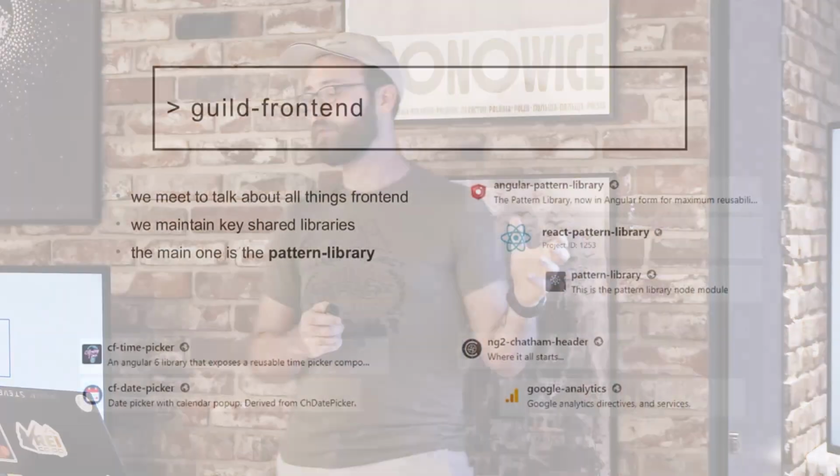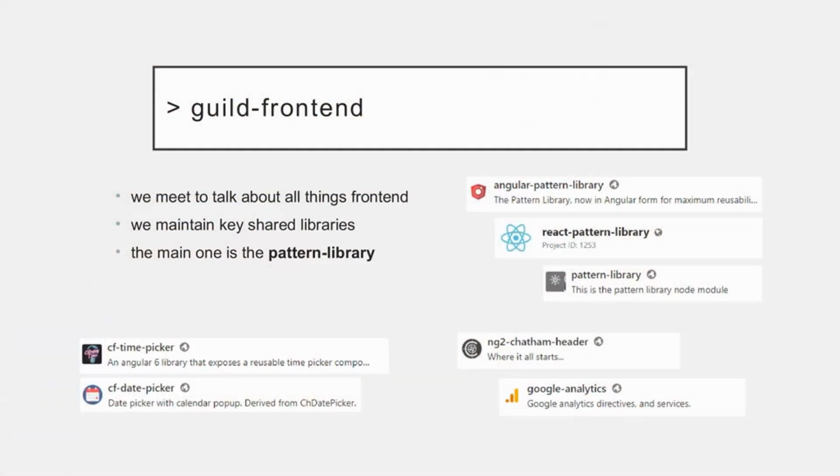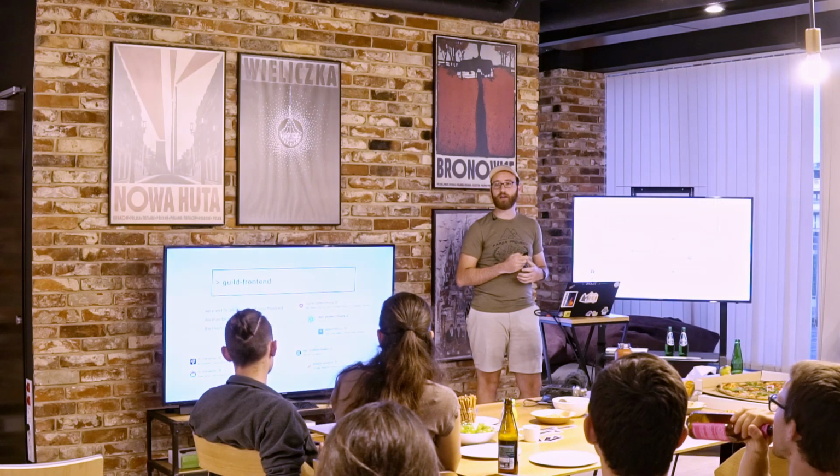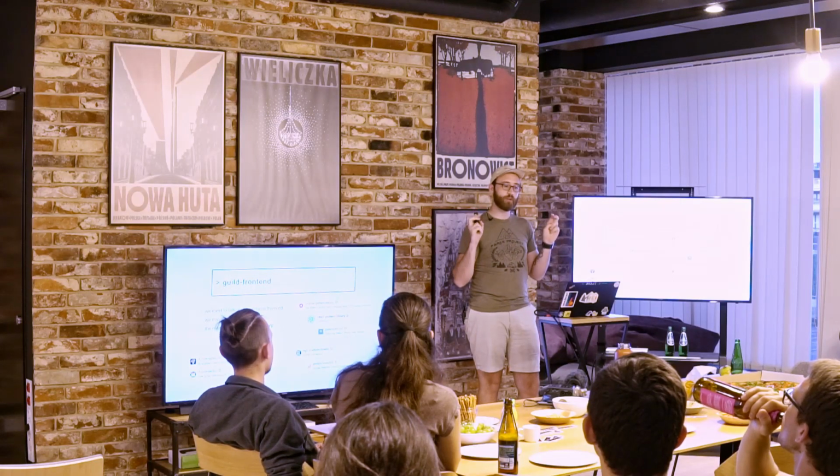At Chatham, I'm also a big part of a group that we have called the Front-End Guild, and that kind of is going to lead me to our topic for tonight. So in the Front-End Guild, we are a group of interested developers at Chatham who mostly focus on front-end technologies and want to think about how we can move the state of development further in the front end. One of the biggest initiatives we have in the Front-End Guild is called the Pattern Library.